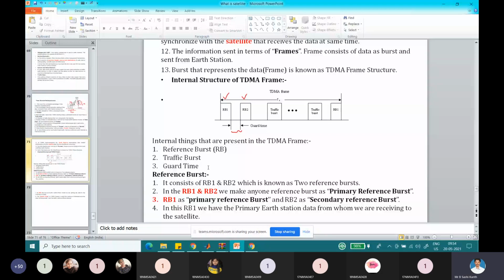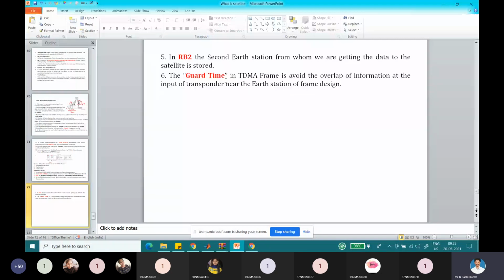It doesn't have any original data. It will have only which earth station is sending the data. Those details are stored in RB1. In the same way, for the secondary earth station from whom you want to send the data, that reference burst will hold that earth station's data, and it is stored and sent to the satellite.